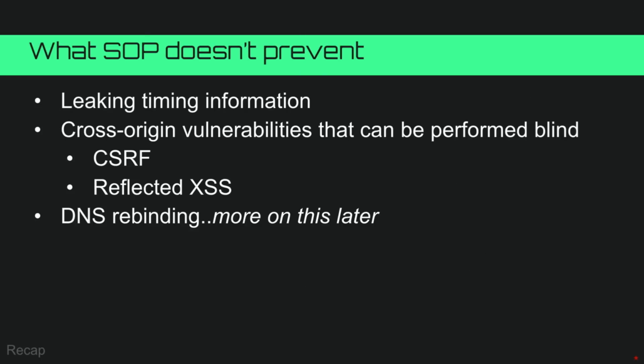Unfortunately, what the SOP doesn't prevent is this leaking of timing information, because if a host is available, from just a pure networking perspective, a response will take a little bit, and if a host is unavailable, a response will take longer to fail. And you can use that timing information to do internal network scanning and things like that. And as Dylan alluded to, cross-origin vulnerabilities can be performed through cross-site request forgery and other forms as well. The other topic that makes this really interesting is DNS rebinding, which can really blow this stuff away. We'll talk about it a little bit, but we don't have too much time to cover it in depth.